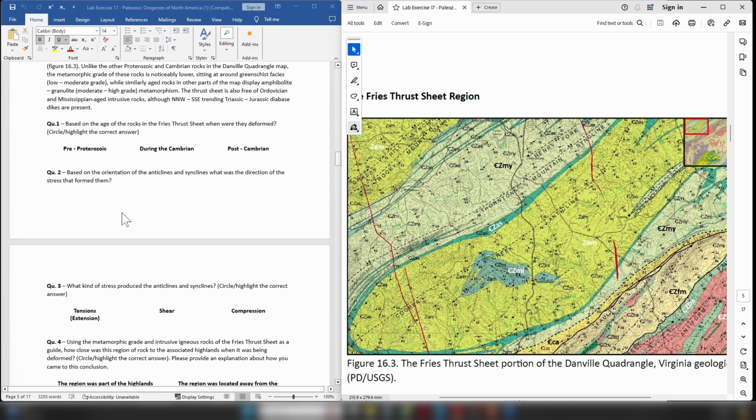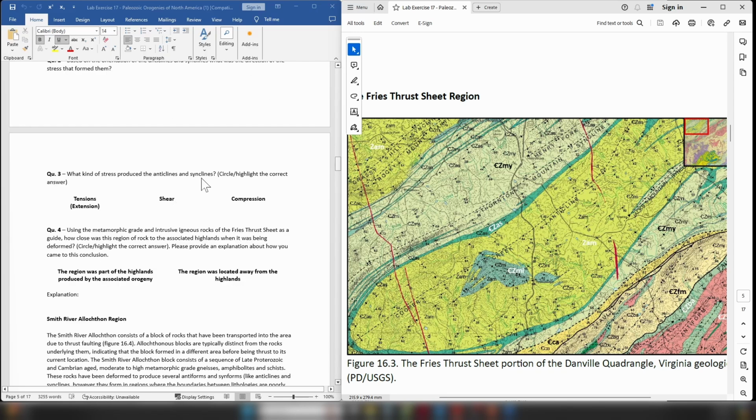So question 2. Based on the orientation of the anticlines and synclines, what was the direction of stress that formed them? So if we look at our map here, we can see that this anticline is orientated approximately northeast southwest. And if you remember, when it comes to the formation of anticlines and synclines, the axis of them will be at 90 degrees to the direction of compression. So if our anticline is orientated northeast southwest, that means that the compressive stress must have been 90 degrees to that.